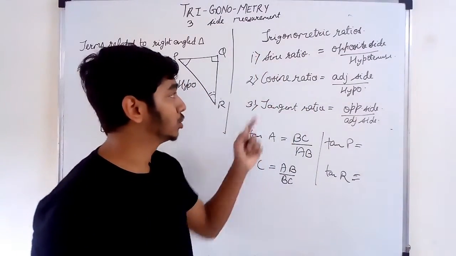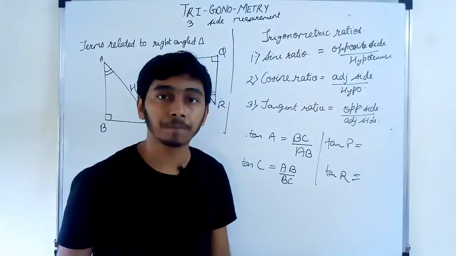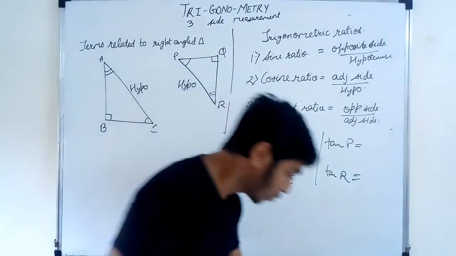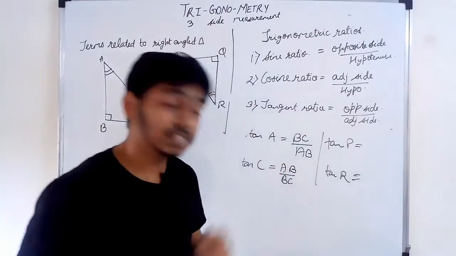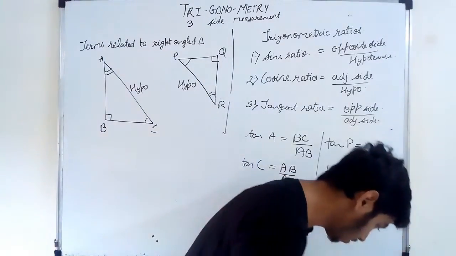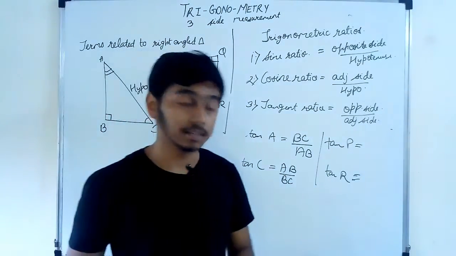That was the sine ratio, cosine ratio and tangent ratio. Now we'll see some questions based on them. So let's see.